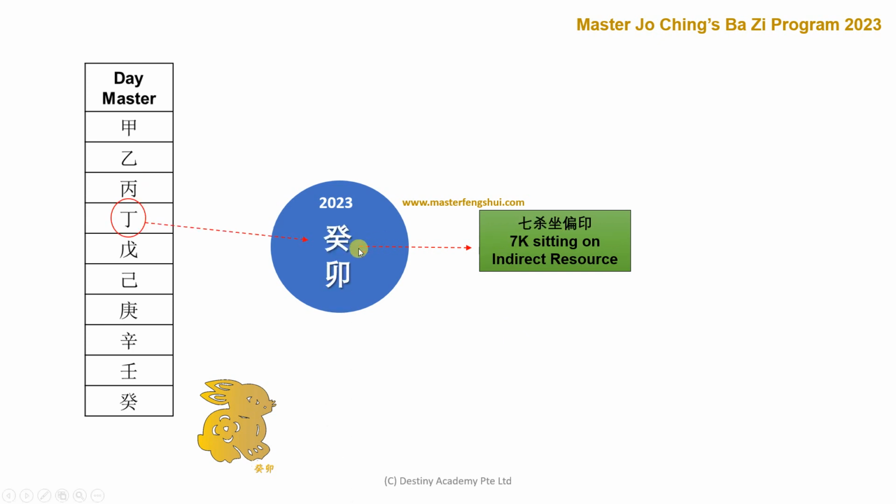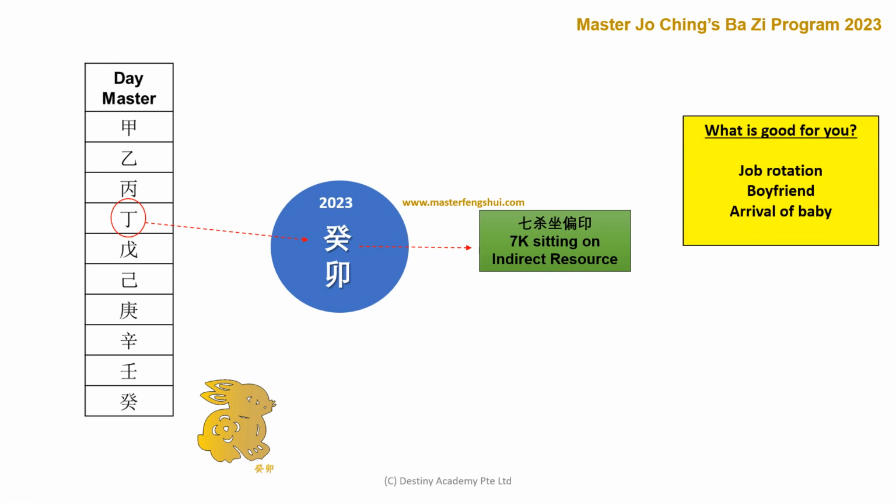Next is Ting. For Ting, Gui Mao will be the 10 gods with the same polarity. So 7 killing right now is sitting on indirect resource. What is good for you is again, job rotation is possible, and the arrival of a new superior is possible. Also for the ladies, this is your boyfriend luck. For the men, you could expect the arrival of a baby, since this is the child star of the man.